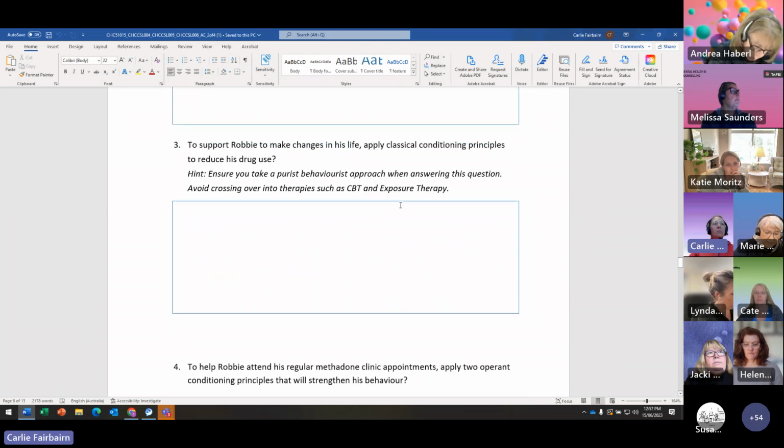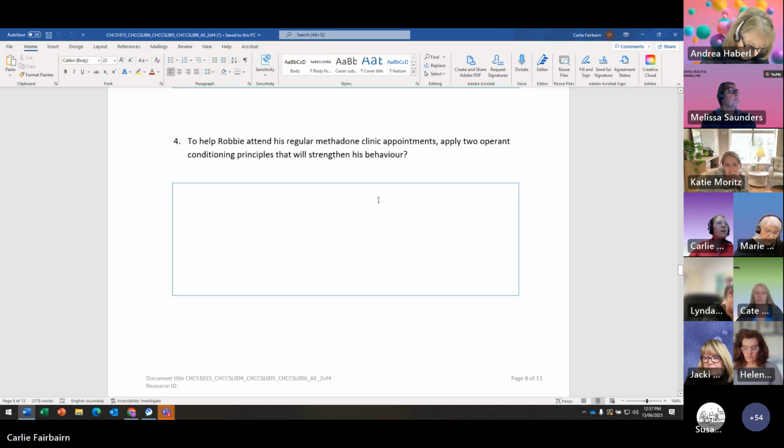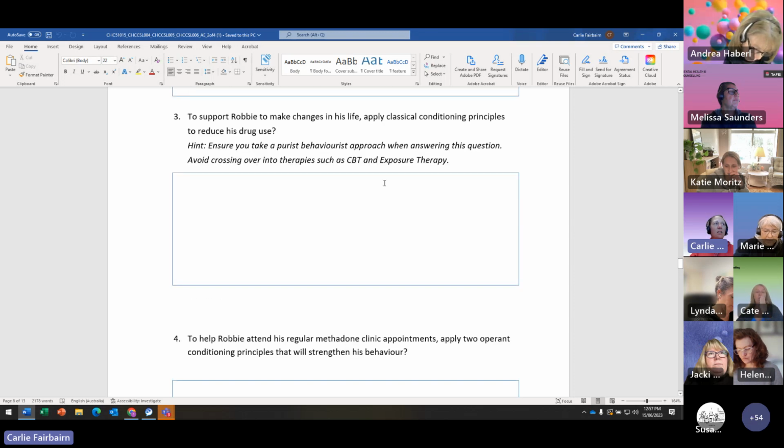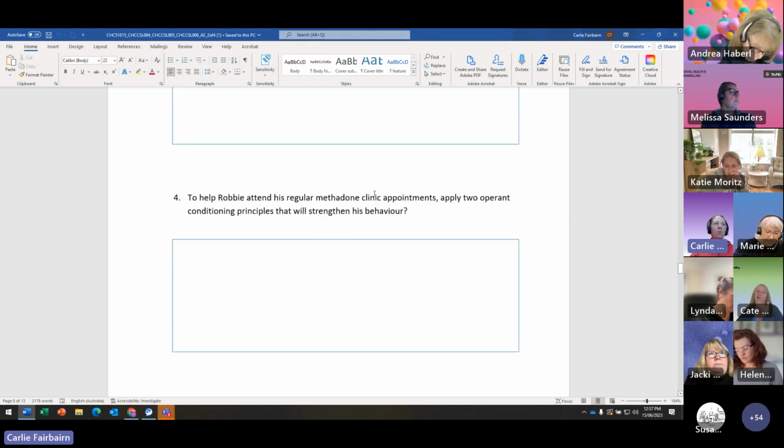So here you're going to look at purely classical conditioning principles. To help Robbie attend his regular methadone clinic appointments, apply 2 operant conditioning principles that will strengthen his behaviour. So really clear differentiating there between classical conditioning for question number 3 and operant conditioning for question number 4.